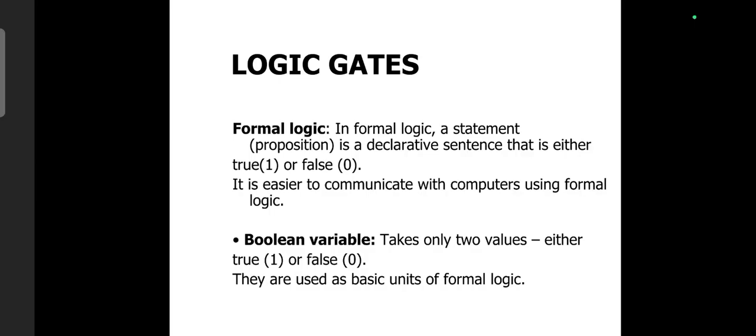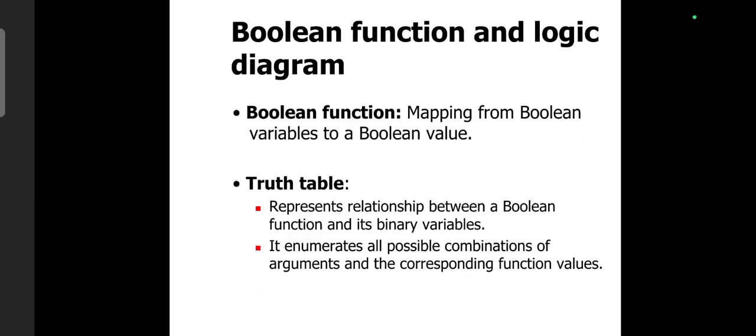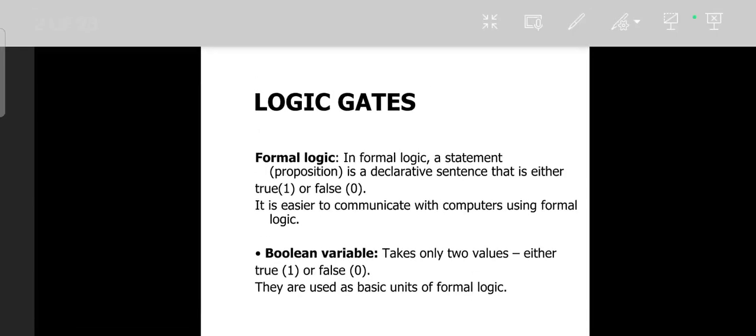So a Boolean variable is a variable that can take only two possible values. These values are 0 representing false, 1 representing true. Unlike mathematical variables that can have many possible values, Boolean variables are restricted to these two states. So examples include a switch can be on or off, a lamp can be glowing or not glowing, a sensor can detect an object or not detect it, a door can open or close.